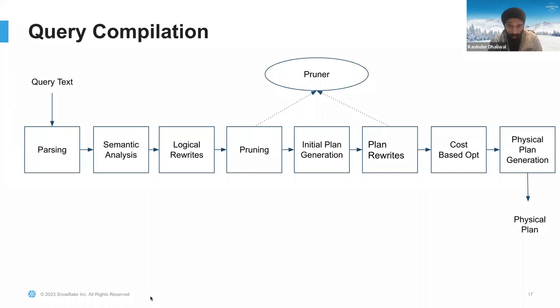Then we go through cost-based optimization. So we have a cascade style cost-based optimizer, nothing different from what you may have read in the textbooks or been presented in your lectures. And then finally, we go through physical pruning.